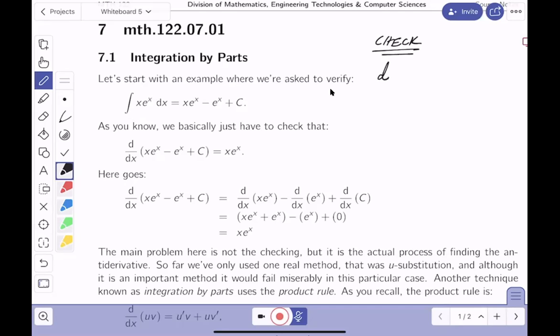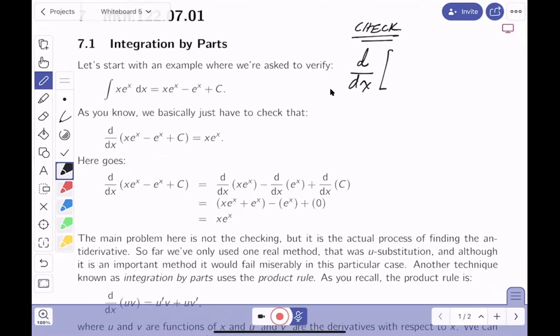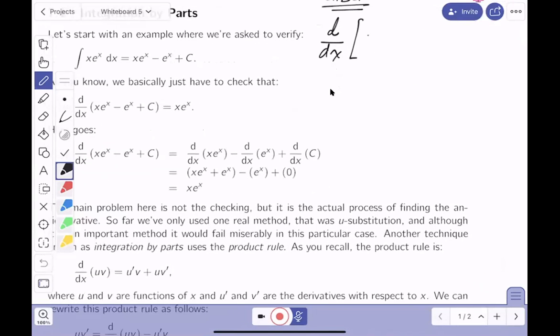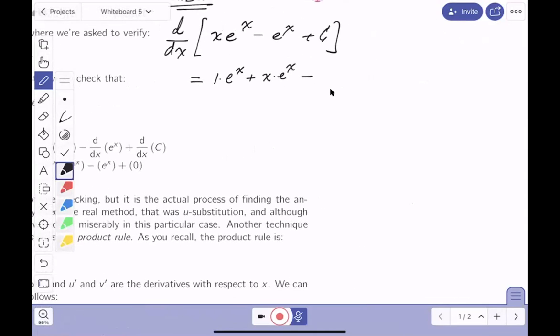And differentiation is so much easier than integration that I would definitely go for the differentiation. So I'm going to differentiate the antiderivative, which is x times e to the x minus e to the x plus c. Differentiation to me is always easier than integration. So the first guy is going to be, let's see, the derivative of x, which is 1 times e to the x, plus x times the derivative of e to the x, which is e to the x, minus, I just differentiate the first term. The derivative of the second term is just simply e to the x. And the derivative of c is just 0.